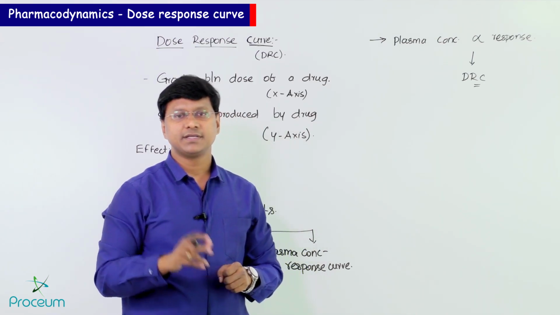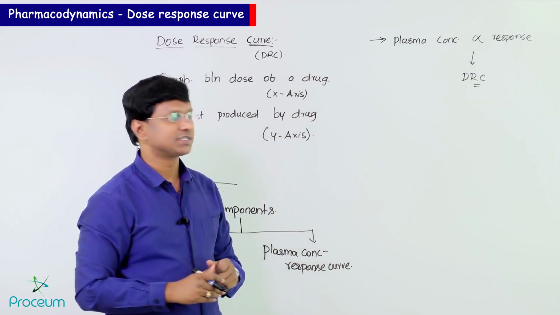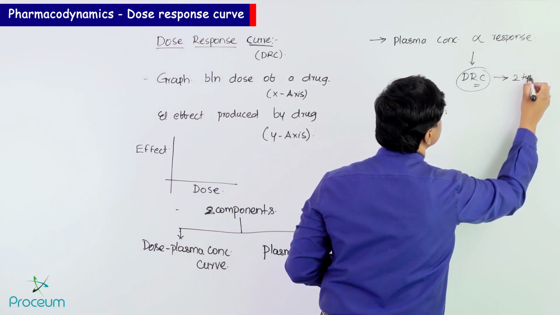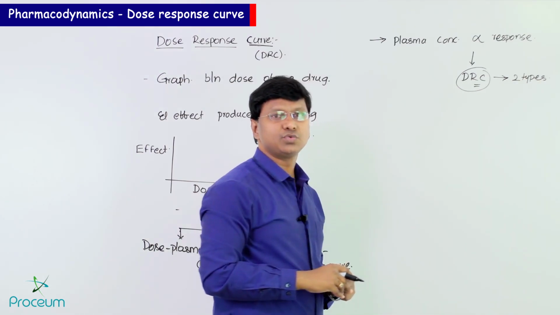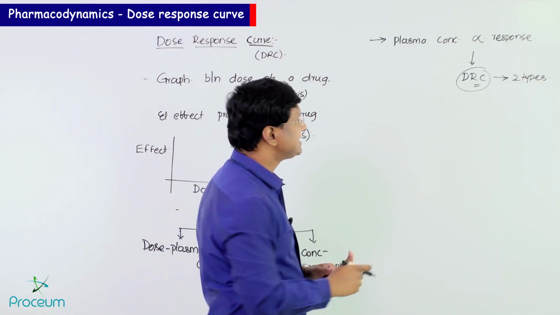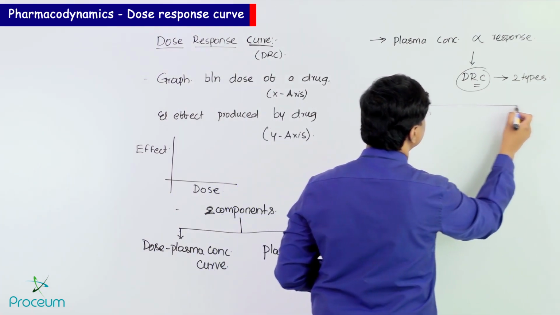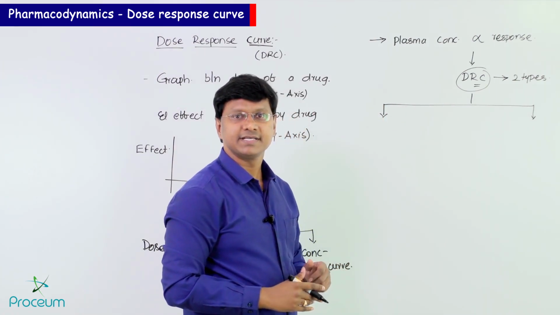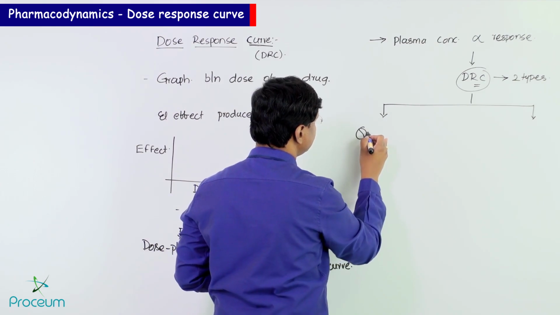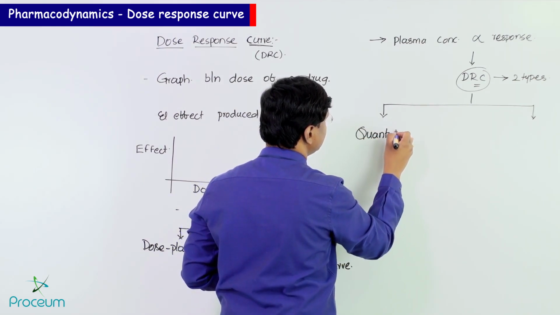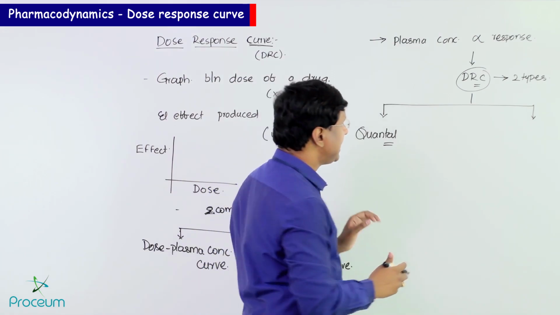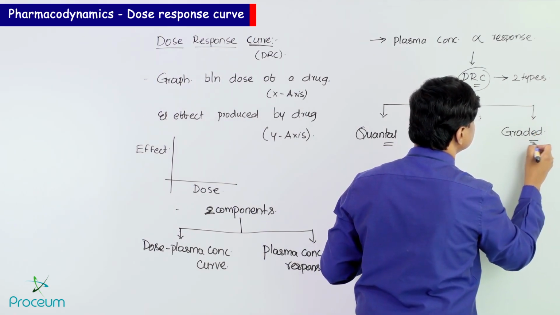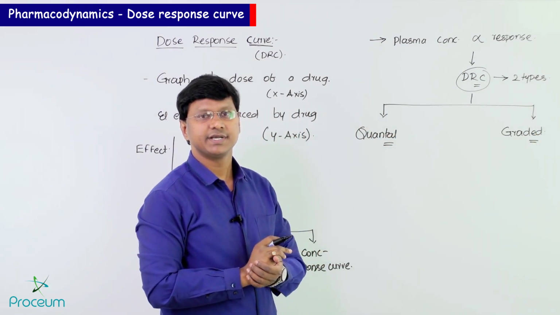Now remember, there are two types of dose response curves. These can be described as, one is Quantal and the other one is graded.